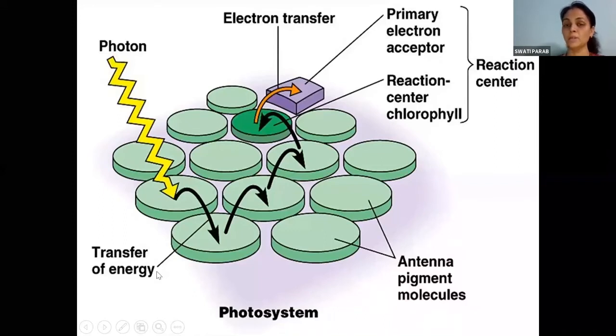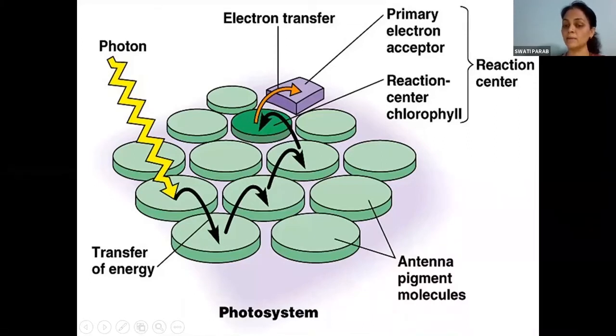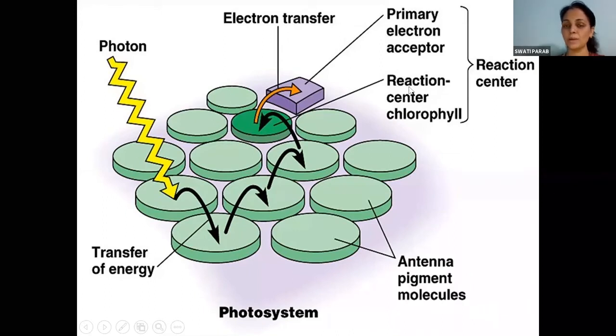These antenna pigment molecules trap the light and bring it up to chlorophyll A, and chlorophyll A then forms a reaction center. Only chlorophyll is called a reaction center, and all the rest are known as antenna pigment molecules. You can just write one line instead of drawing everything: all other pigments are called antenna pigment molecules, and only chlorophyll is known as the reaction center. As it emits the electron the first time, it is called the primary electron acceptor.